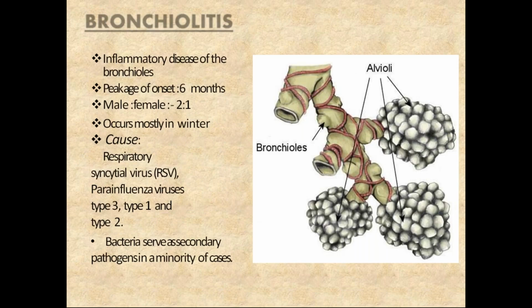Next one, bronchiolitis. It is the inflammatory disease of the bronchioles. Peak age of onset is about 6 months. The male to female ratio is about 2:1, and it mainly takes place during the winter season. It is mainly caused by respiratory viruses such as respiratory syncytial virus and parainfluenza virus types 1 to 3. Bacteria usually serve as secondary pathogens in a minority of cases.